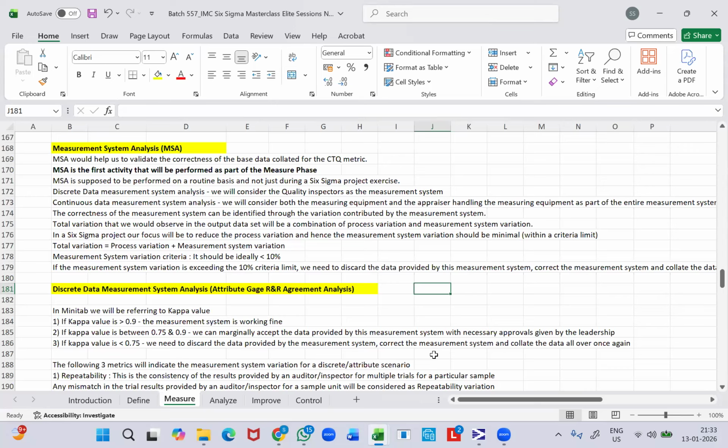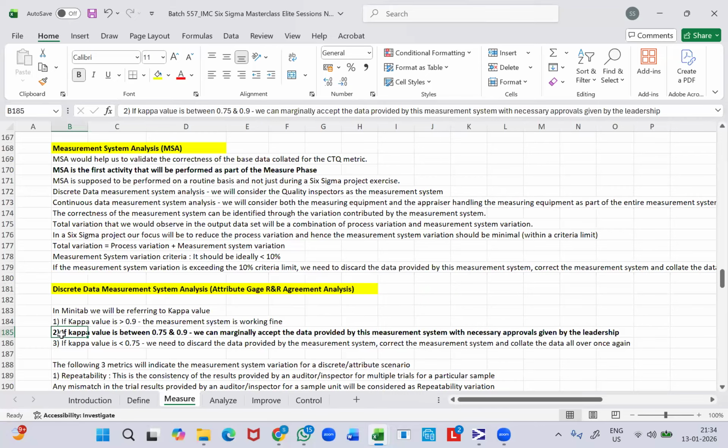What is the criteria for kappa value? Just like your p value, this kappa value is one of the metrics provided by Minitab. The criteria for kappa value is that it should ideally be greater than 0.9 for all the measurement system variation metrics. Then only we can say that the measurement system is working fine. But if the kappa value is between 0.75 and 0.9, then we can marginally accept the data provided by the measurement system with necessary approvals given by the leadership team.